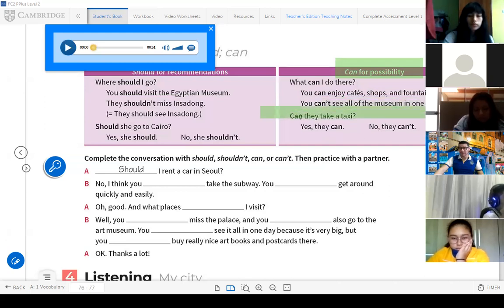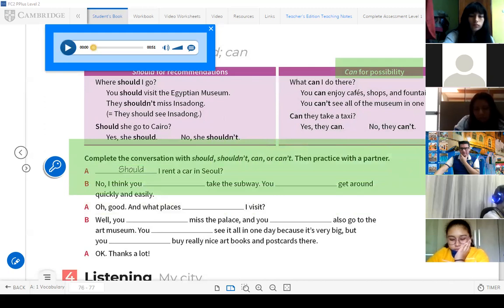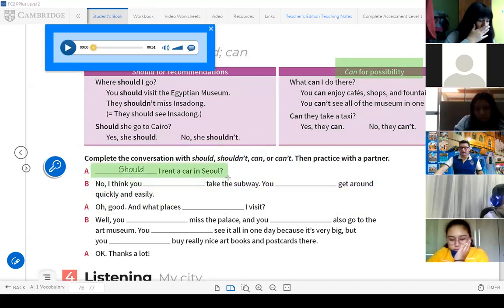Can they take a taxi? ¿Pueden tomar un taxi? Can they take a taxi? Possibility affirmative. Yes, they can. Negative. No, they can't. ¿Ya? Now, it says, complete the conversation with should, shouldn't, or can, or can't. Then practice with partner. It says, should I rent a car in Seoul?